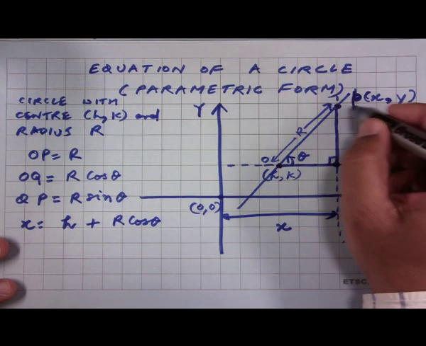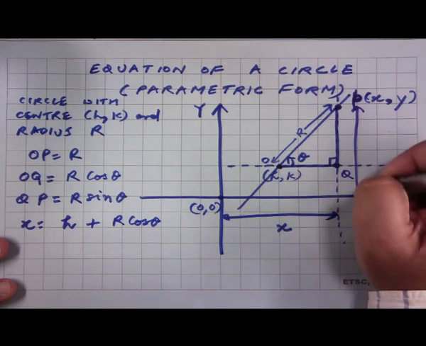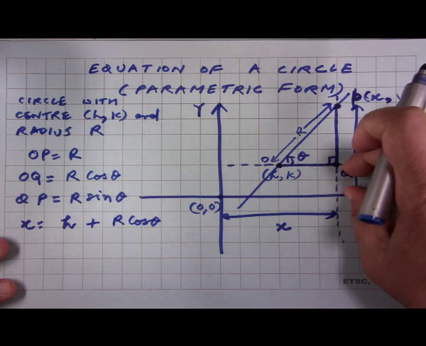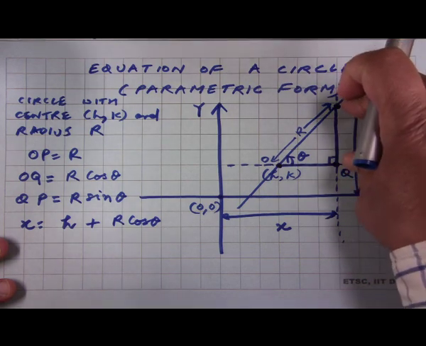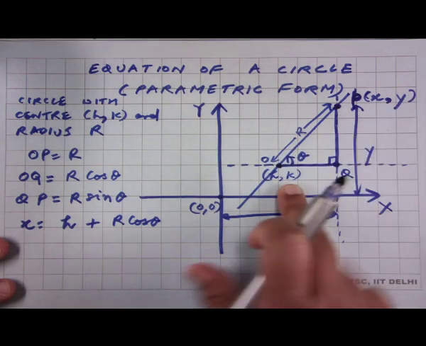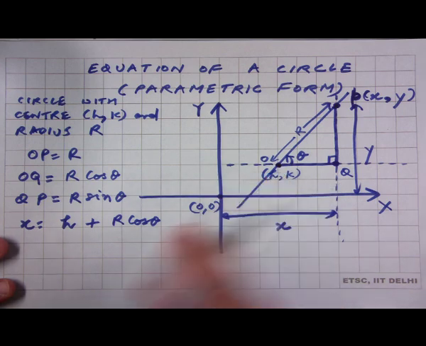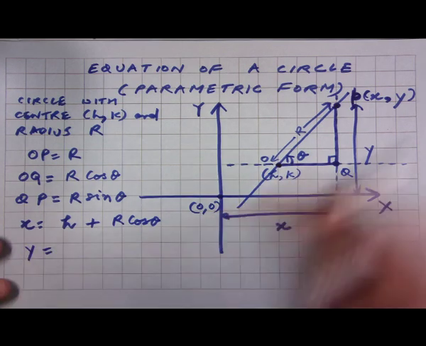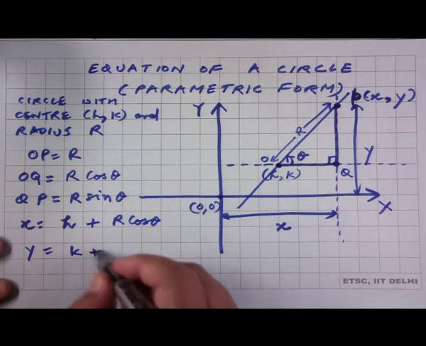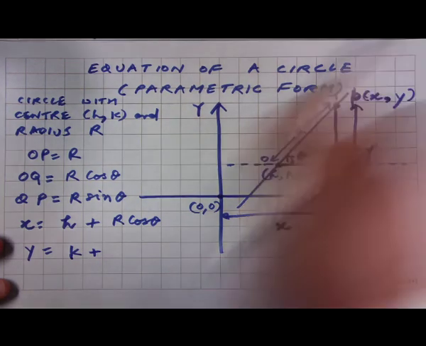Similarly, the y coordinate of this point P, which is this distance here, this is y, is nothing but this plus QP, but this is nothing but equal to the y coordinate of the center O, which is k. So, y is equal to this much, which is k, plus QP, but QP is already r sin theta.